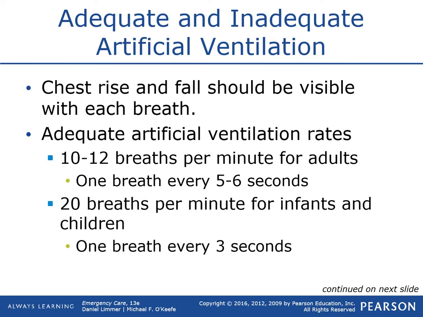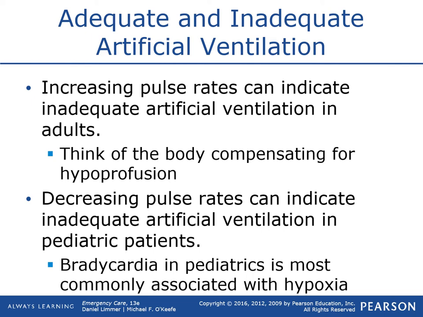So when we are artificially ventilating an adult, you should be taking a very close look at the heart rate. If the heart rate is going up, that means the body is compensating still. So that means you're probably not giving adequate ventilations on the patient if you see the heart rate going up, because the body is still sensing that there's poor perfusion. We need to move that blood around faster. So the answer to that is jacking the heart rate up. So in adults, a high heart rate means you're probably not ventilating well enough.